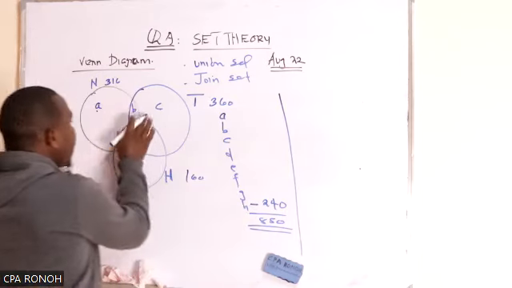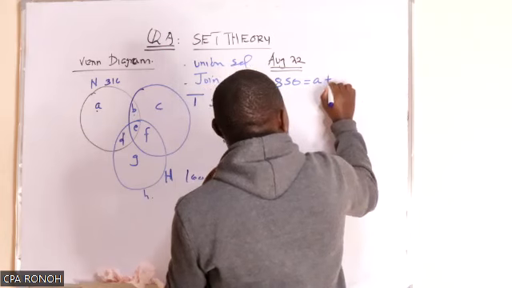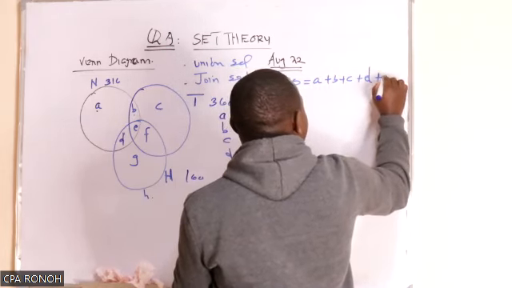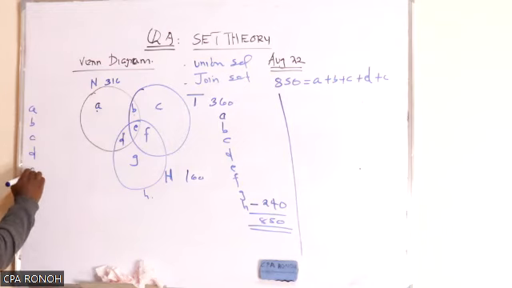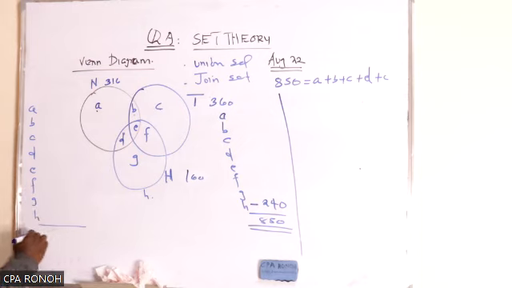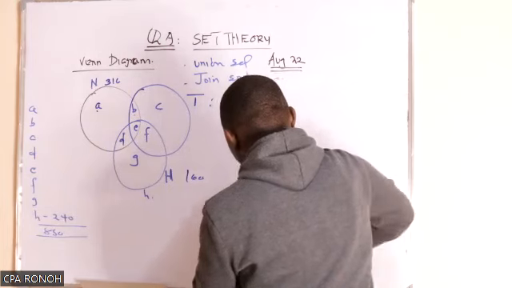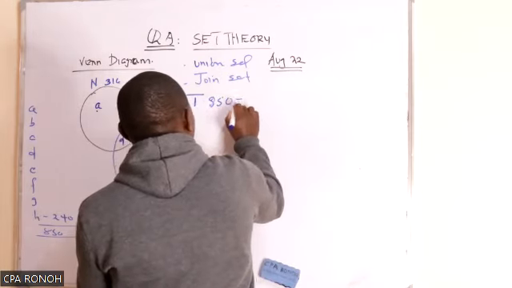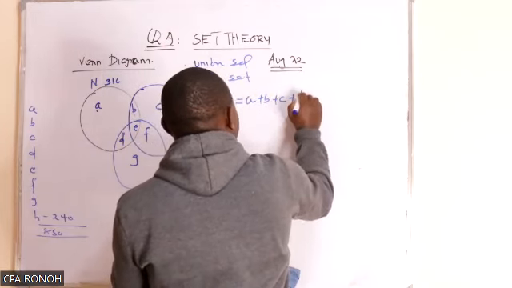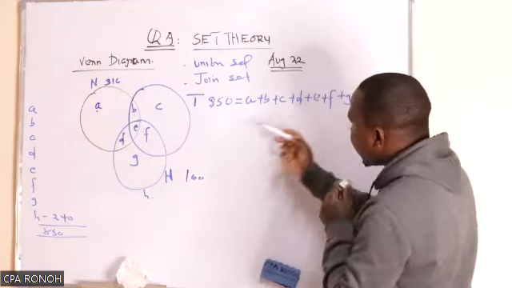So we can have the total: 850 equals A plus B plus C plus D plus E plus F plus G plus H. Let me label this A here, B, C, D, E, F, G, H. When you add these, you will get 850.